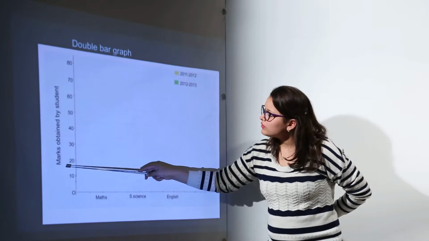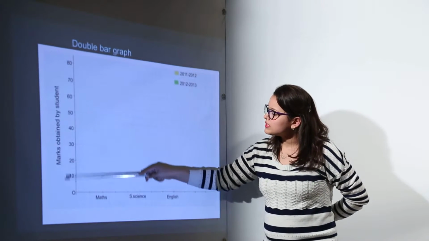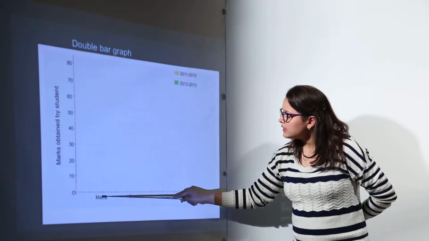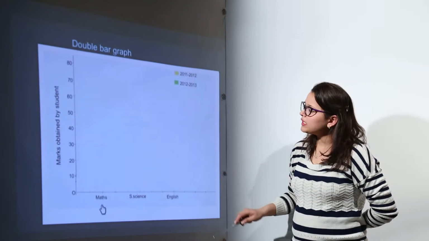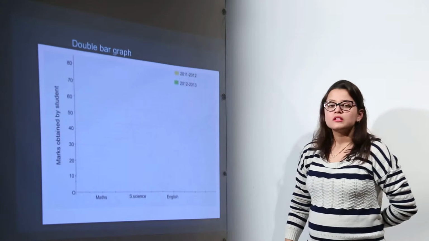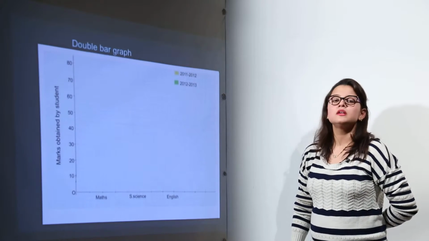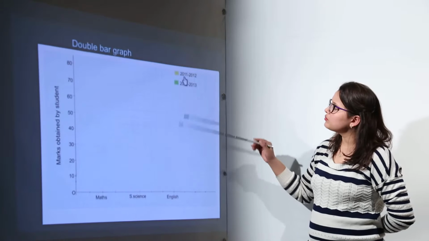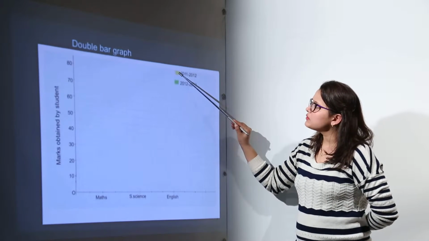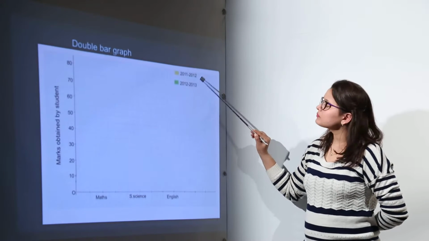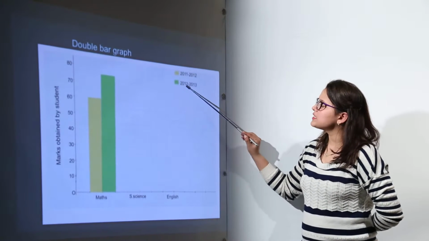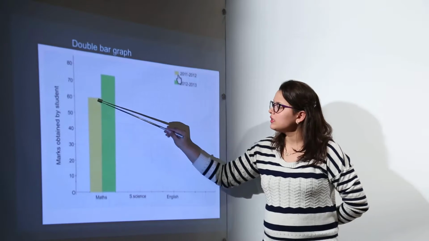Now the next question I have made is a double bar graph. Here we will be dealing with marks obtained by students. The marks and the subjects are written here. The subjects are written on the x axis and the marks obtained on the y axis, the same way that we have done earlier. The one difference here is that the yellow bars will be representing the data between 2011 and 12, whereas the green ones are representing data between 2012 and 13.